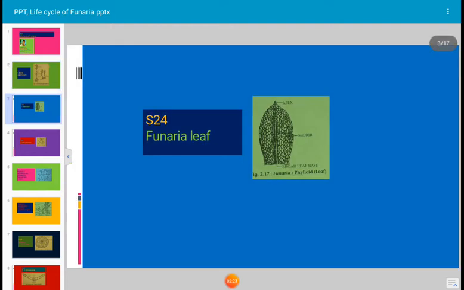This is the leafy structure or phylloid of Funaria shown in the photograph. The stem of Funaria is described as cauloid or stem. The stem and leaves are characteristic features of the gametophytic generation.